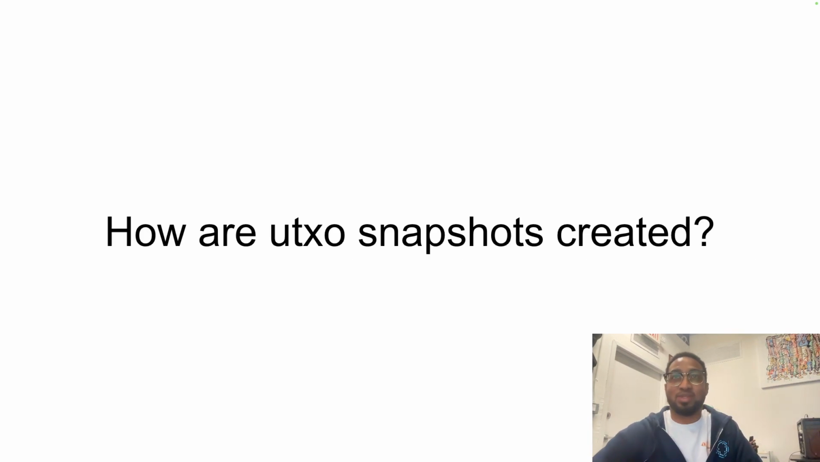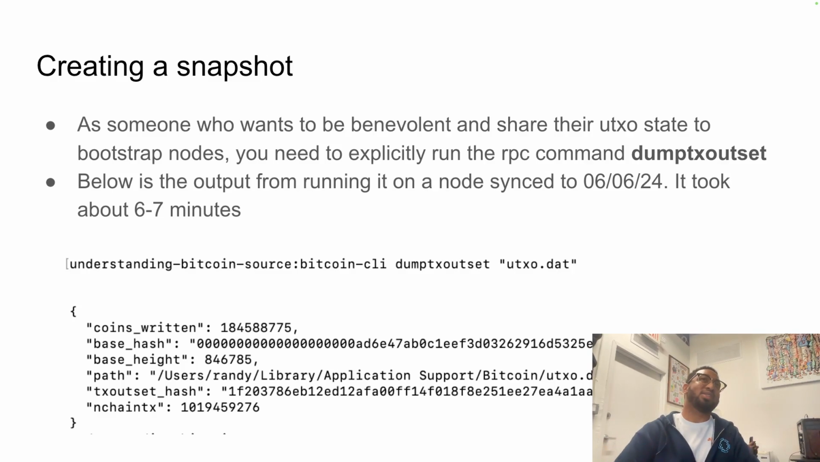How are UTXO snapshots created? As someone who wants to be benevolent and share the UTXO state to bootstrap nodes, you need to explicitly run the RPC command dumptxoutset. Below is the output from running it on my node, which is synced to June 6th, 2024 today, and it took about 6 to 7 minutes to create. This is the output, because it's all hashed, and this is where it's stored. And a lot of transactions.